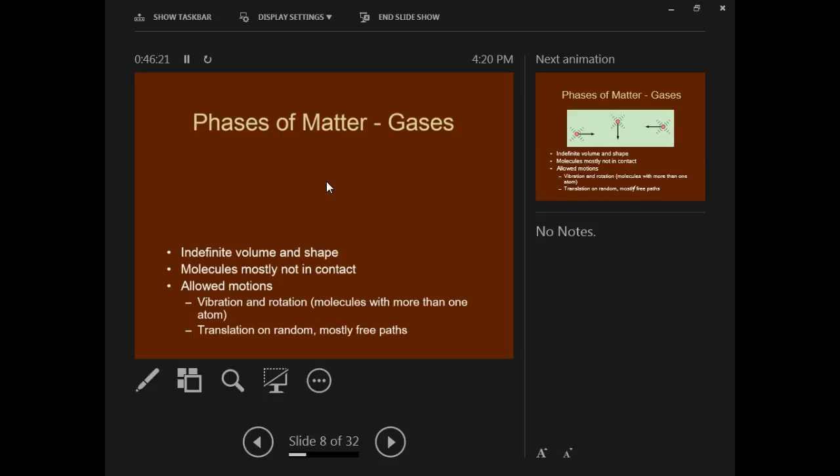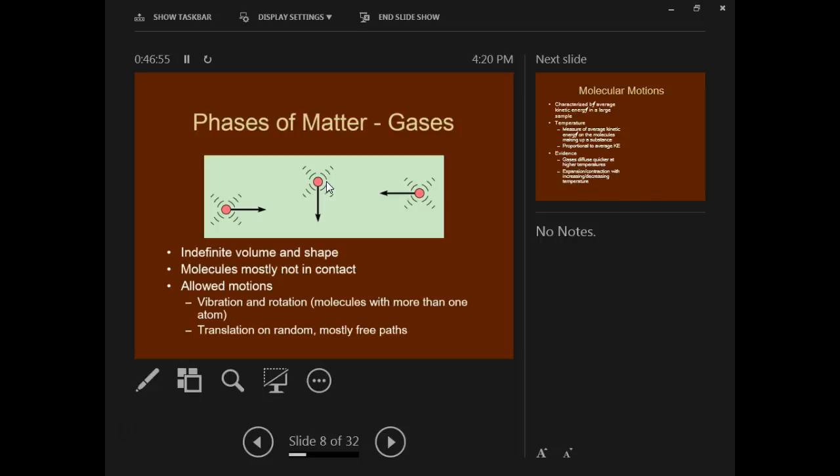Molecules are mostly not in contact. As a liquid, they mostly are. And with a solid, they are fixed in their place. The allowed motions are vibration, rotation, just like liquids have, vibrations liquids and solids have, but now they can translate anywhere they want to, mostly free paths. And occasionally they will collide, and when they do, they have perfectly elastic collisions, and they go on about their merry way without coming back in any fixed position with each other. So this shows monatomic, if looking at this, doesn't have to be, but they're just going anywhere they want to. Okay?